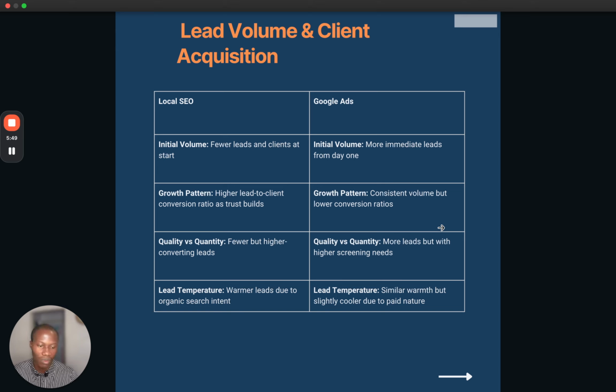Then for the temperature of the leads that are actually coming, talk about how warm this audience is, how effective they are. The ones that are coming through organic traffic are usually warm due to the organic search engine. But as for Google Ads, you get more immediate leads from day one, consistent volume but lower conversions. Then you get more leads with higher screening needs. Then similar with warmth but slightly cooler due to paid promotion.